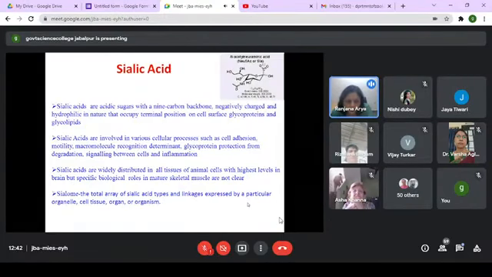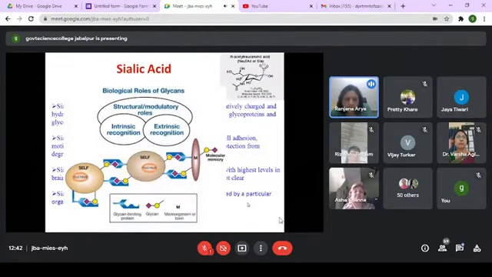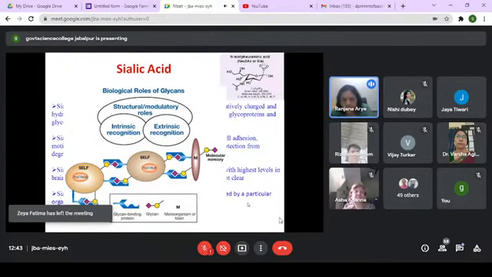The sialome is one of the ways by which the total array of sialic acid types and linkages can be determined, and we are trying to see how the variation is observed with respect to sialic acid. Next, please click. So when we look at the biological roles of glycans, there are virus, host, pathogen, intrinsic and extrinsic recognition. All the immunological roles, these sialic acids are involved in, and they are known to perform key roles in cell adhesion and migration. Next slide, please.